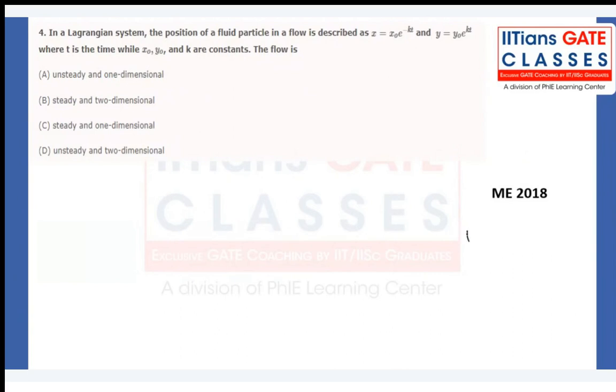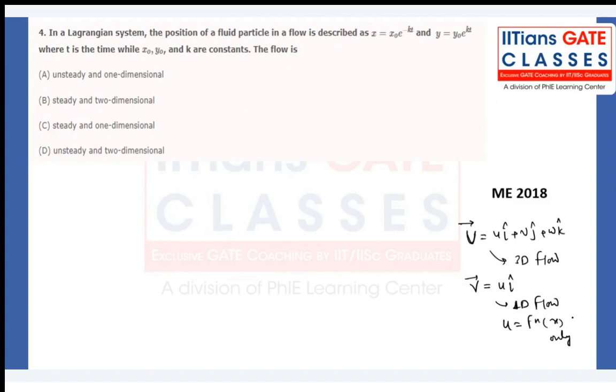Because whenever any velocity vector is there, when you write ui plus vj plus omega k, then you say it's a 3D flow, right? But sometimes if it is only ui, you may think that it is a 1D flow, but you have to think that u should be a function of x only. Either x, y, or z, right? If it is a function of all x, y, z, still it will be 3D flow, right?